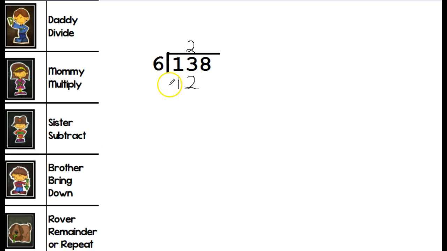My subtraction is next. 13 minus 12 is 1. Bring down is our next step. I bring down the 8. And I have 18, and now we need to do division all over again because I'm doing my repeat. 18 divided by 6. I know that 18 divided by 6 is 3. And I go into multiplication. 3 times 6 is 18. Subtract. And I end up with no remainder again. So I put my bullseye in just so I know that I'm finished.